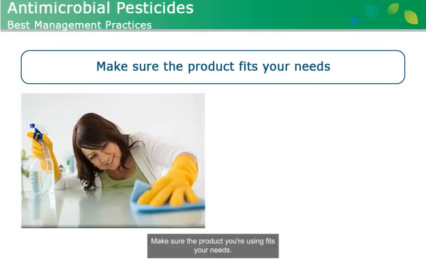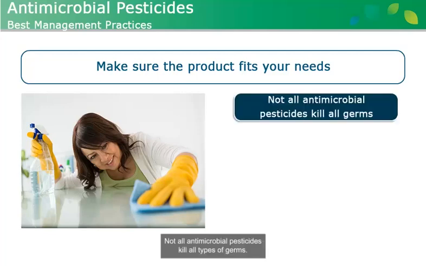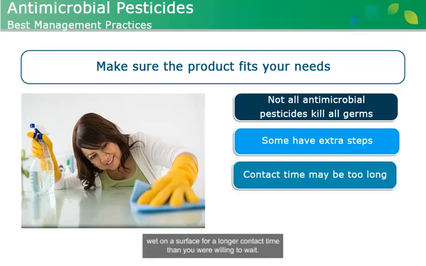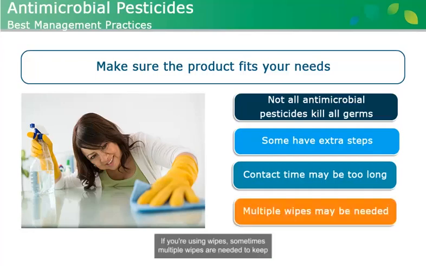3. Make sure the product you're using fits your needs. Not all antimicrobial pesticides kill all types of germs. If you have a concern about a specific type of germ, make sure the label lists it and provides the contact time necessary to kill it. Some may require more steps than simply wiping a surface down. You may need to pre-clean before application or rinse surfaces after you are done. Some may need to be left wet on a surface for a longer contact time than you are willing to wait. If you're using wipes, sometimes multiple wipes are needed to keep a surface wet for the time required to sanitize or disinfect. Read the label and determine if the product is right for you.